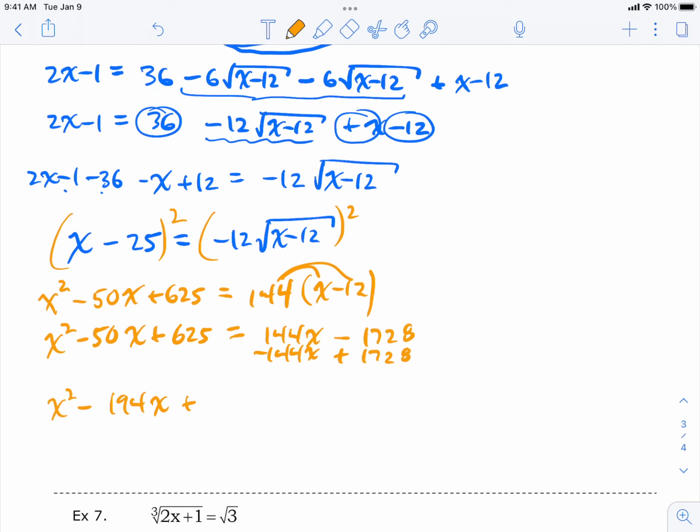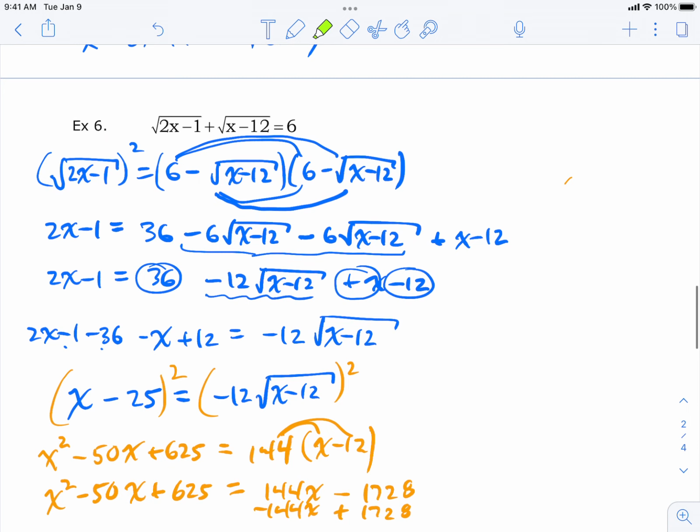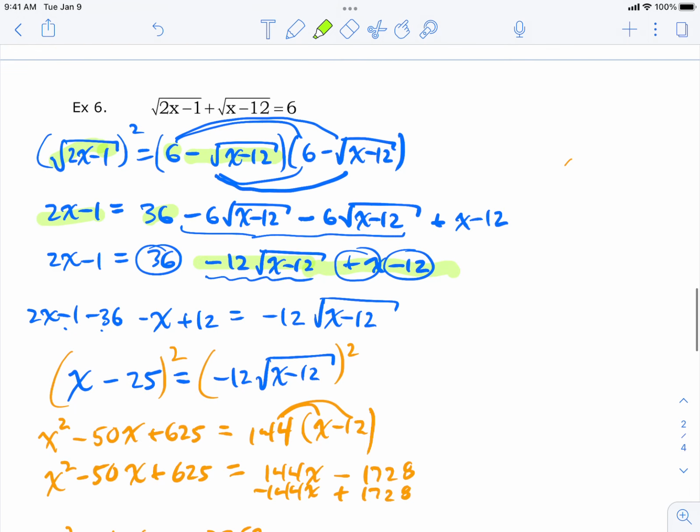Wow. Plus, you know what? I wonder if I've made a mistake. 1728, 625, 2353. Does that look about right to you? Well, I am just going to double check real quick that I did this. Square root of 2x minus 1 equals 6 minus, that looks good. 2x minus 1, 36 minus 6 of those minus 6 of those is minus 12 of those plus an x minus 12. That looks good.